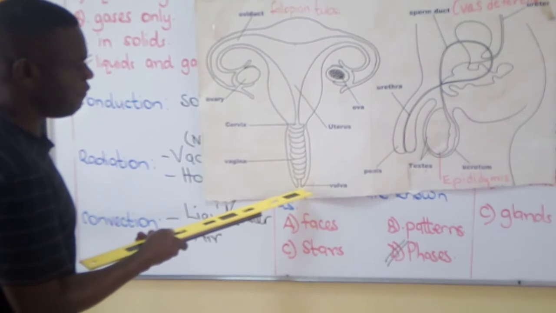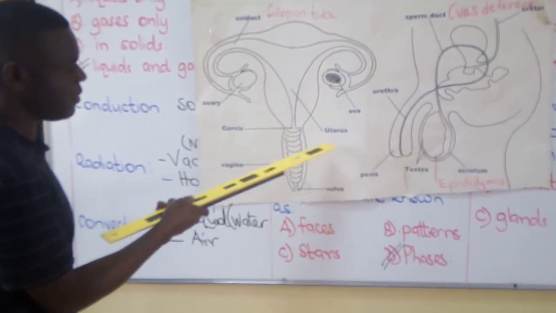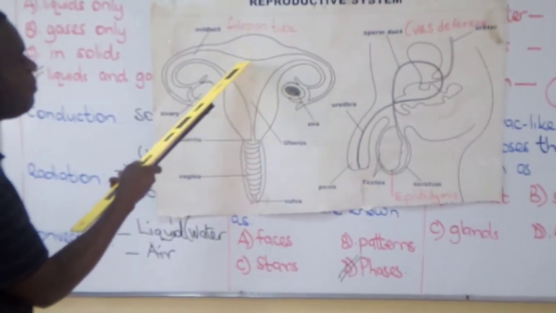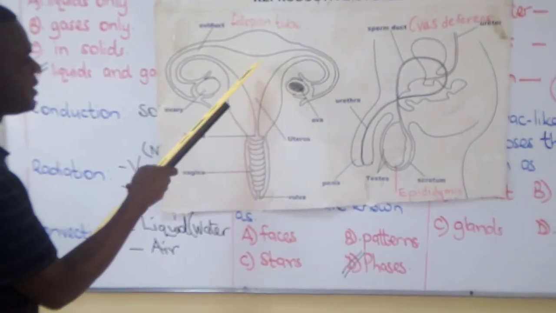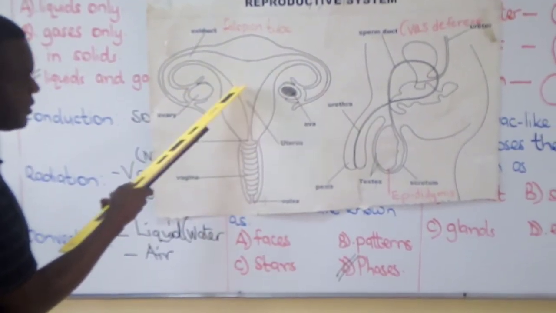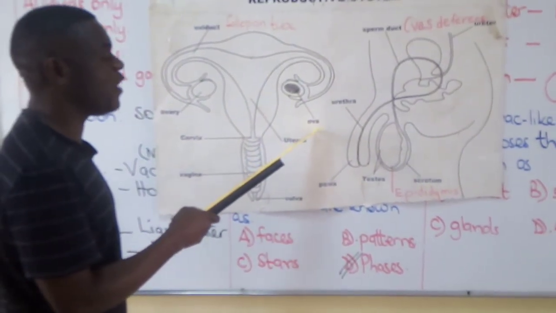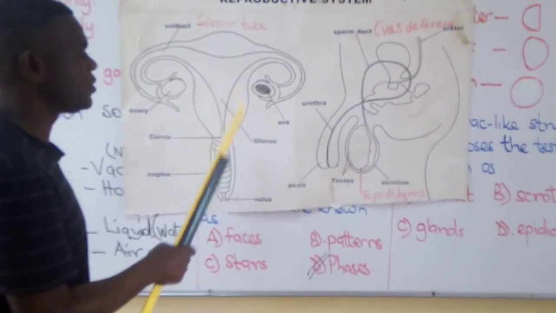Now, we have the vulva. The entrance of the vagina is called the vulva. Then we have the uterus, where the baby or the fetus develops for 9 months. That is the uterus. I hope you've understood. Ova is the plural of ovum. When it is one, it's called an ovum. When they're many, they are called ova.